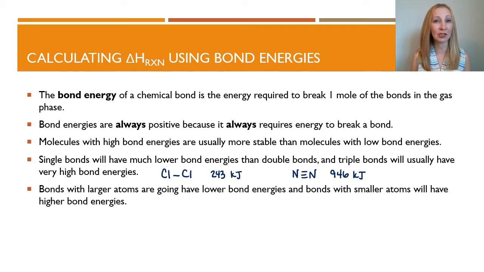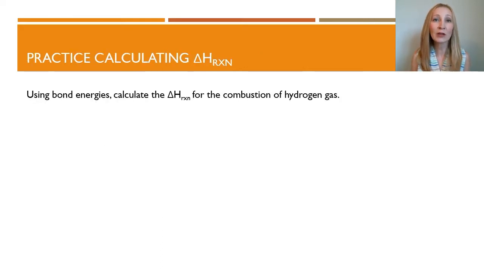So we can see that the stronger the bonds, the double or triple bonds are going to be stronger, the higher the bond energies. Now, bonds with larger atoms will have lower bond energies than bonds with smaller atoms because those electrons are held closer to the nucleus. So it requires a lot more energy to break those bonds.